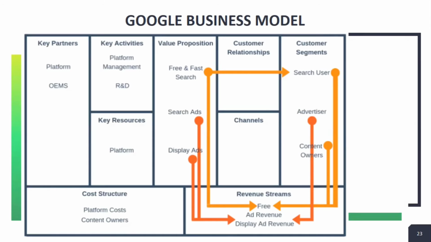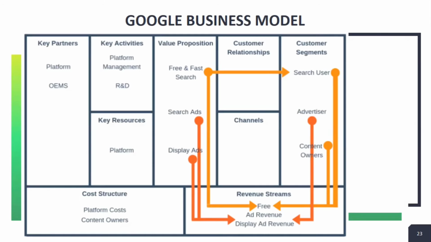As you can see, the diagram gives you an immediate understanding of the key parts of Google's business model. We can see that Google makes money from the advertiser customer segment, whose ads appear either in search results or on the web pages. This money subsidizes a free offering to the other two customer segments, search users and content owners.